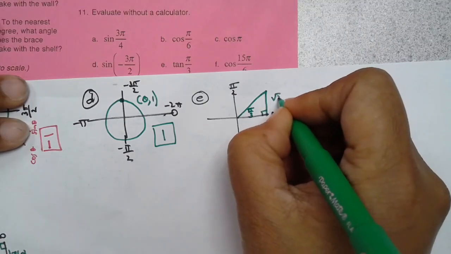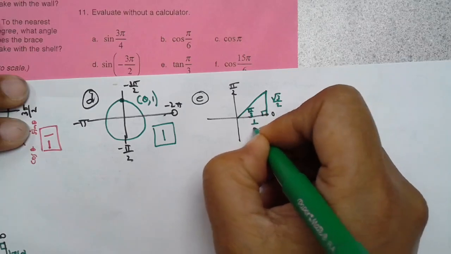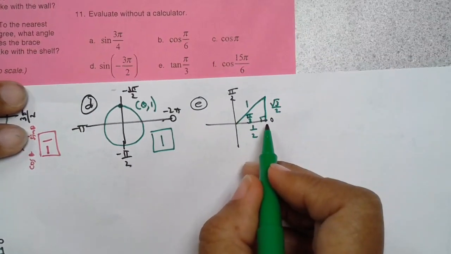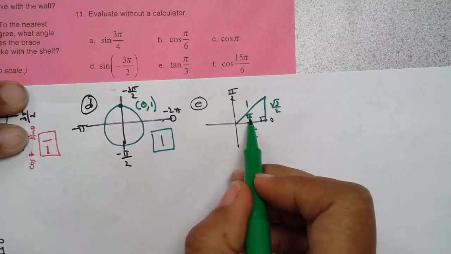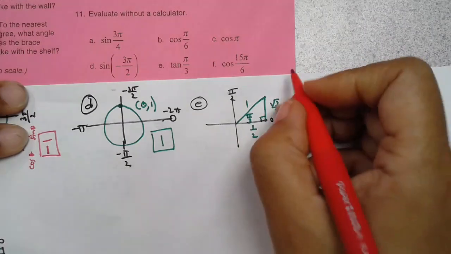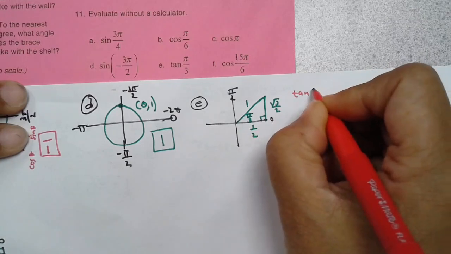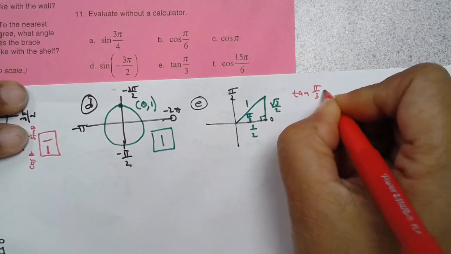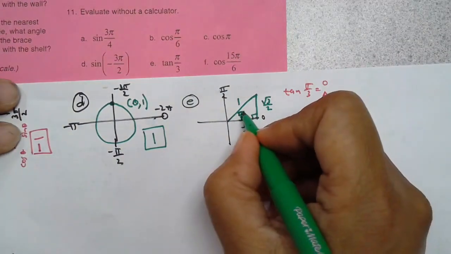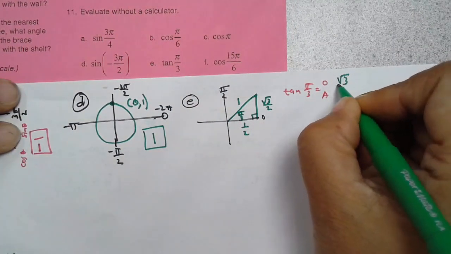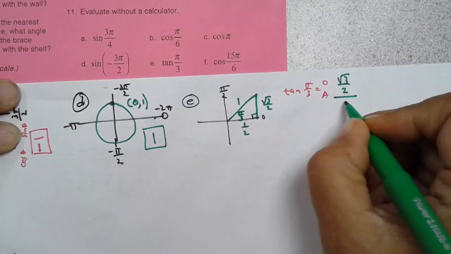Across from that is root 3 over 2, and this is 1/2, 1. It's positive because it's going to the right and up. And then tangent is opposite over adjacent. So tangent of pi over 3, opposite over adjacent. Opposite of this pi over 3 is root 3 over 2 over the adjacent, which is 1/2.